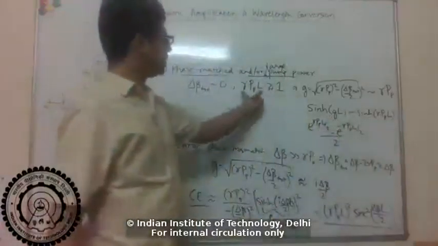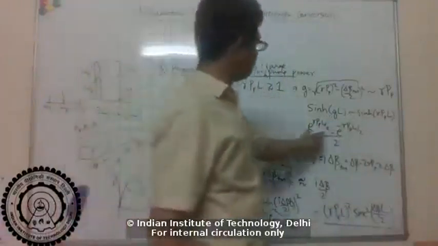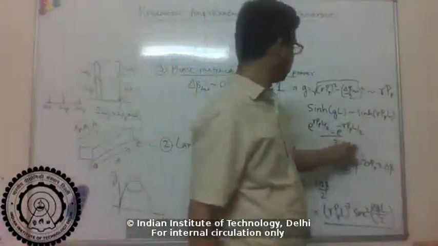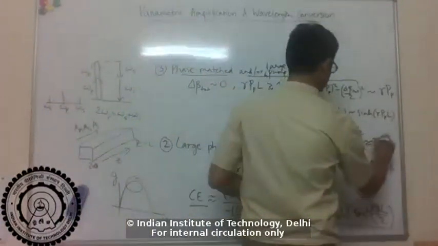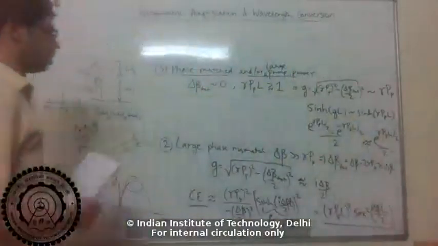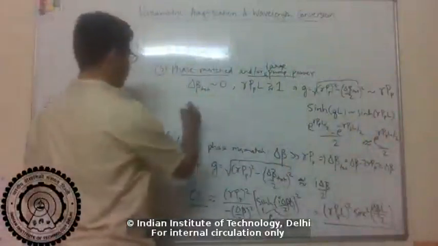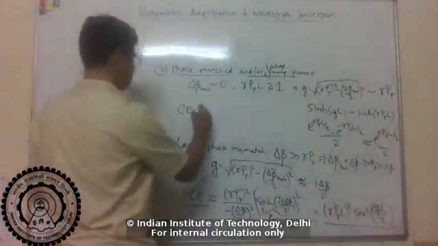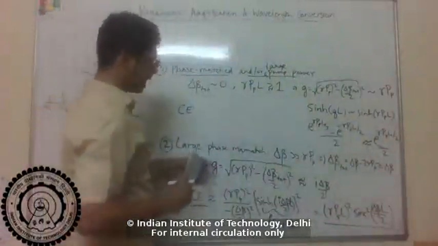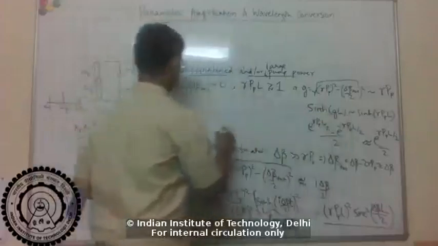And now if the pump power is sufficiently large, such that the nonlinear phase shift is of the order of unity or more, then you can see this e to the x term will be much larger than the e to the minus x term, right? So only the positive exponential contributes. Then my conversion efficiency just becomes the square of that. We had gamma p over g, and g is just gamma p, so that factor is just unity, and then we have sine hyperbolic square.